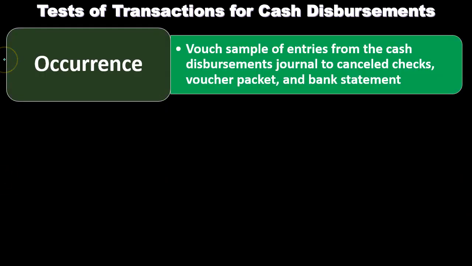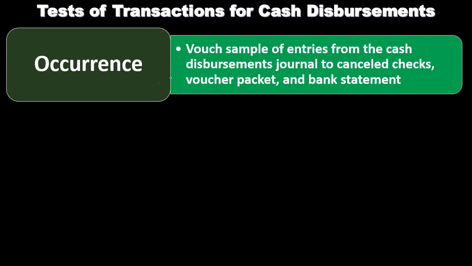Now we're going to consider tests of transactions for cash disbursements. So now we're considering the same assertions, going through the cash disbursements as opposed to receipts. Assertion of occurrence: vouch a sample of entries from the cash disbursements journal to the canceled check, voucher packet, and bank statement.